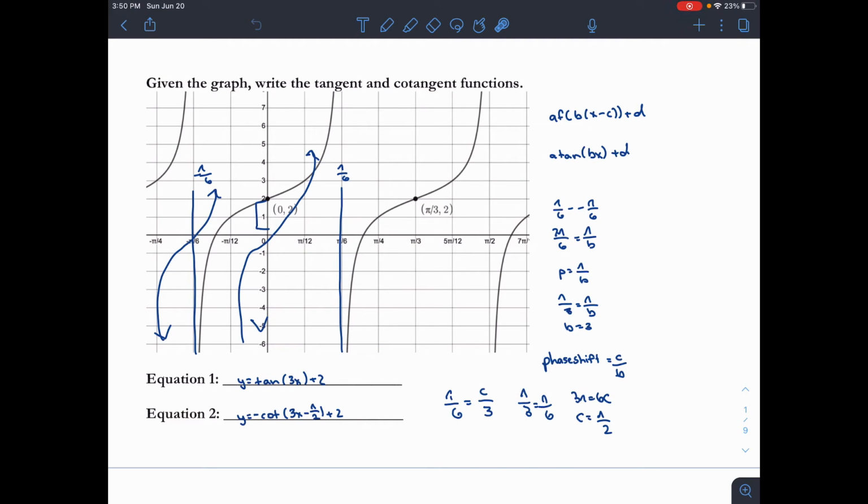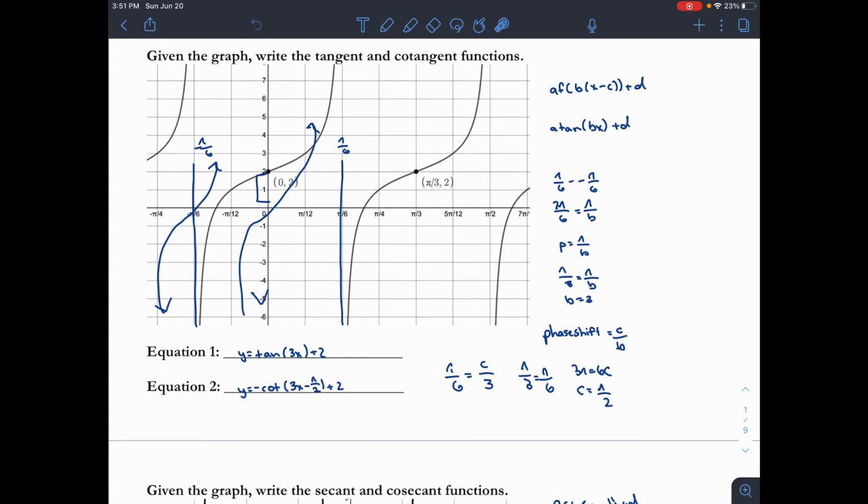Now for the cotangent function, what we do is we put y equals. We can see that this would be a reflected cotangent because this is the end behavior that it has. In order to make it this way, rather than this way, we would put a negative sign. So we have the negative cotangent, and then we got 3x based on the same way we got this, which is right over here, and then we got the minus pi over 2 by doing this over here.